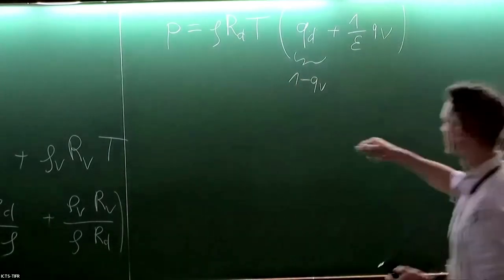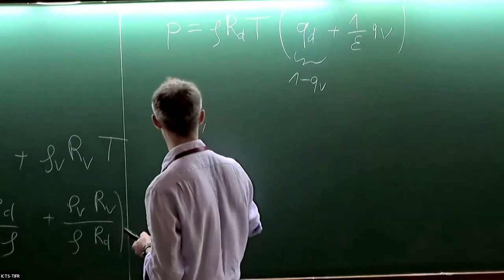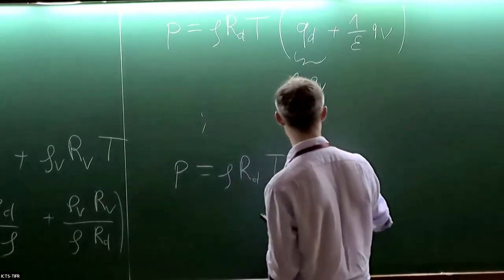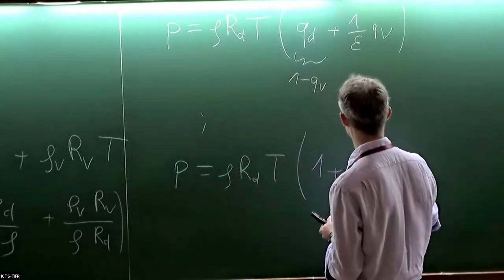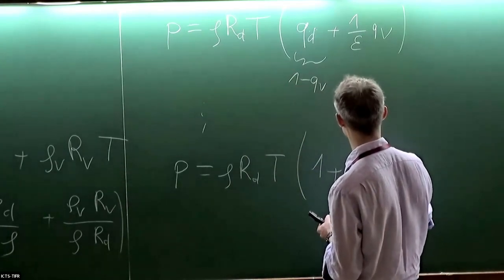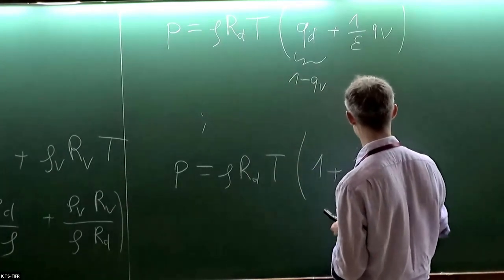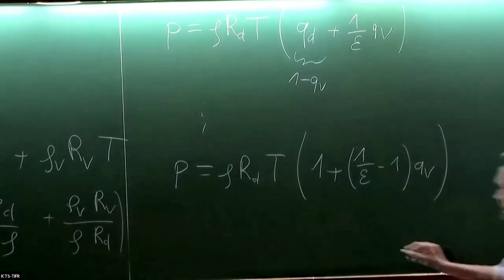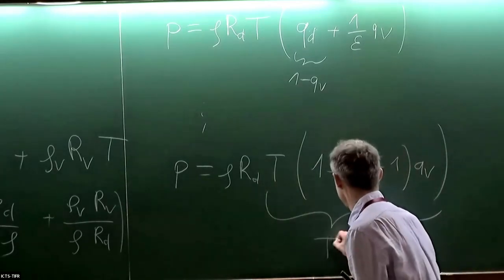And then you can factorize this, and then you can have rho R_d T. And then you have 1 plus (1 divided by epsilon minus 1) q_v. And this thing here is the virtual temperature.